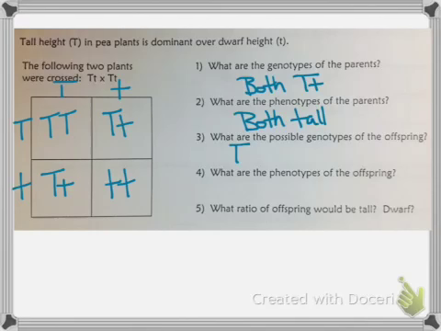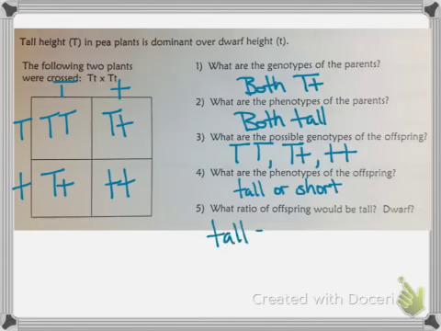Then looking at the offspring, what are the possibilities? So the possibilities of the offspring could have been actually all 3. They could have been purebred dominant, hybrid, or purebred recessive. And then what were the possible phenotypes? They could have been tall or short.